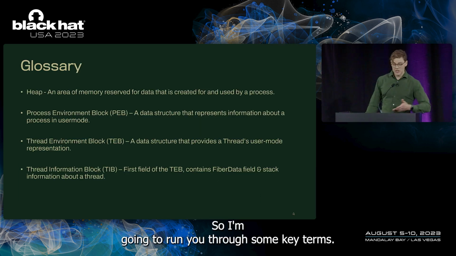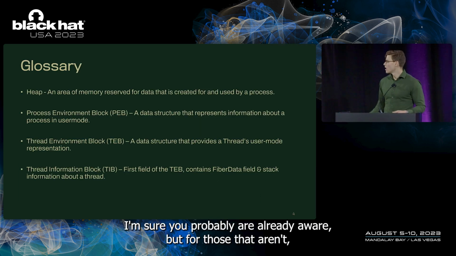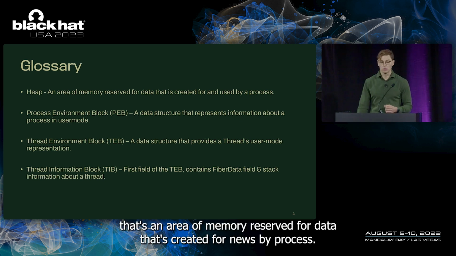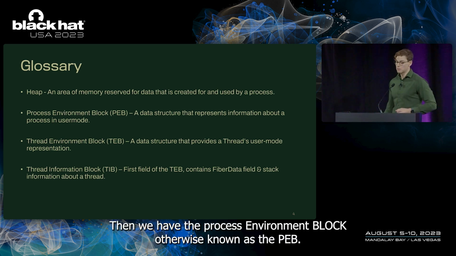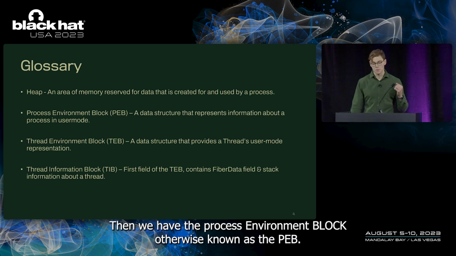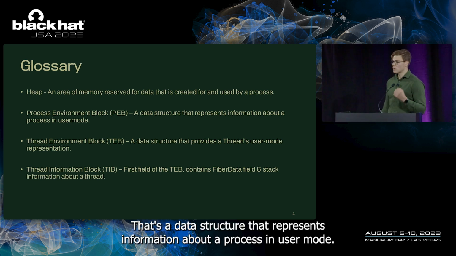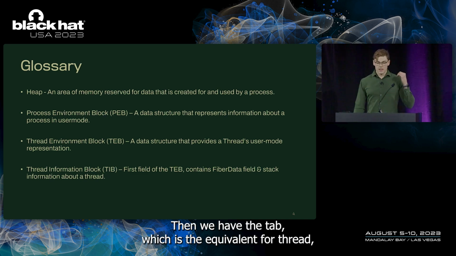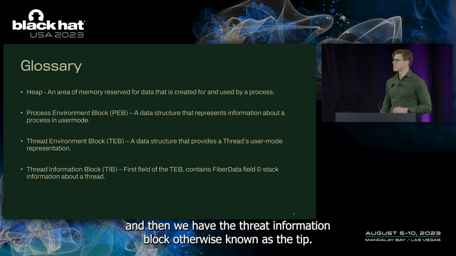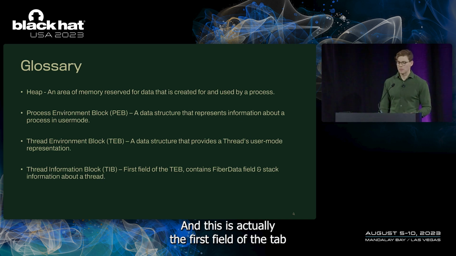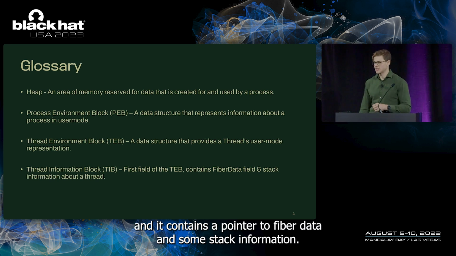So I'm going to run you through some key terms. I'm sure you probably are already aware, but for those that aren't, we've got the heap. That's an area of memory reserved for data that's created for and used by a process. Then we have the process environment block, otherwise known as the PEB. That's a data structure that represents information about a process in user mode. Then we have the TEB, which is the equivalent for a thread. And then we have the thread information block, otherwise known as the TIB. This is actually the first field of the TEB, and it contains a pointer to fiber data and some stack information.